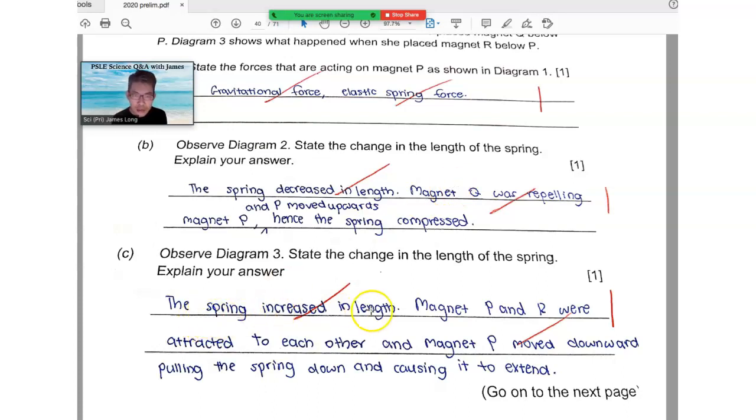And part C talks about an increase in length, or there's extension in the spring. Why did it happen? The explanation is P and Q were attracted to each other. And that's all to this answer.